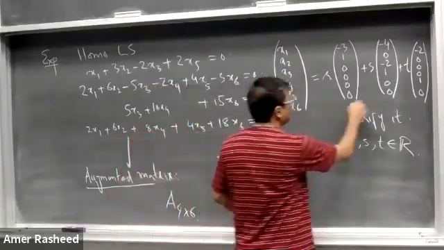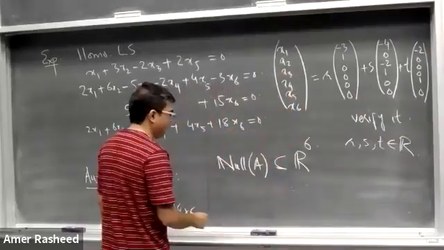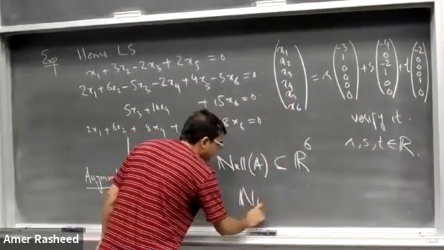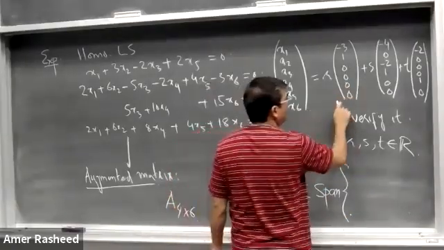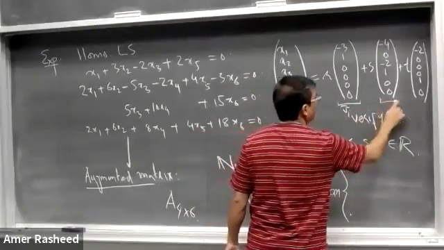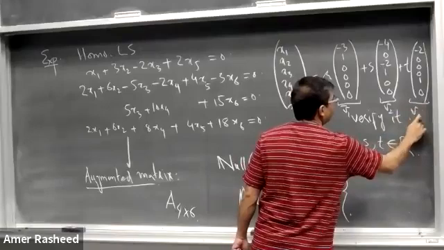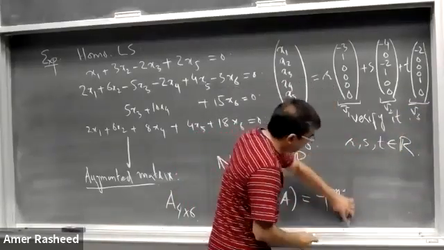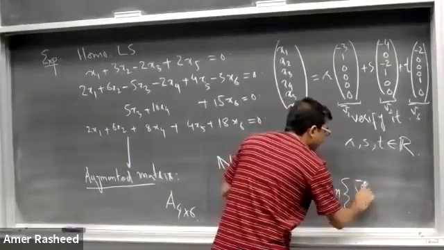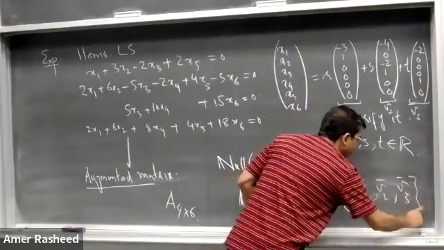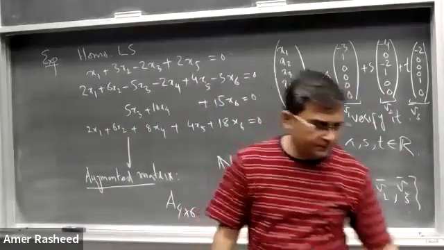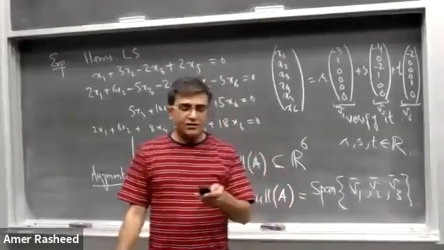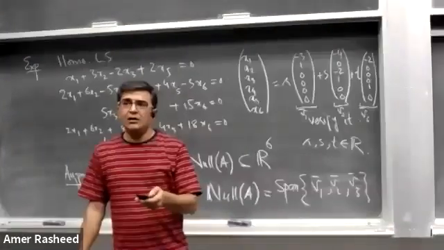Now, if we say that these 3 vectors generate this null space, then what does it mean? The null space of A is generated by, or spanned by, these 3 vectors. If we call them v1, v2, and v3, then the null space is the span of the vectors v1, v2, and v3. Okay. So these three vectors are generating the null space. If you have any question or any kind of confusion, you can ask me.